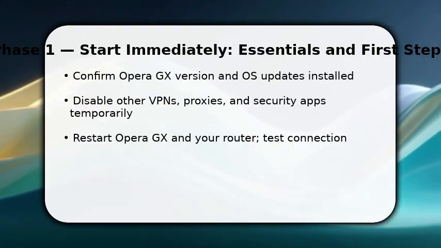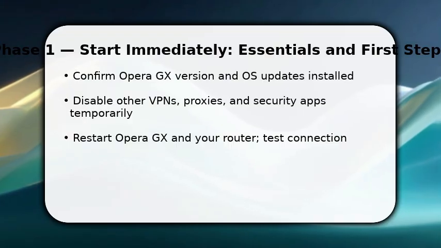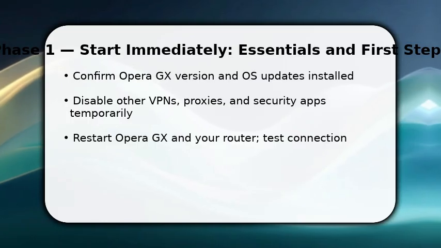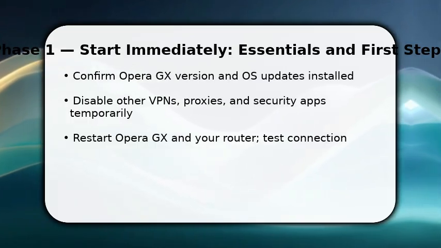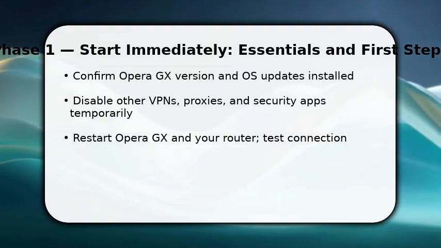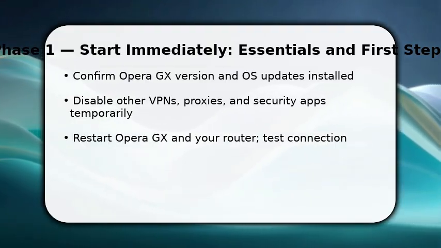You begin by confirming prerequisites. Check Opera GX is updated and your OS has recent patches. Disable other VPNs or system proxies so they do not conflict. Once done, restart Opera GX and reboot the router to clear transient network states.